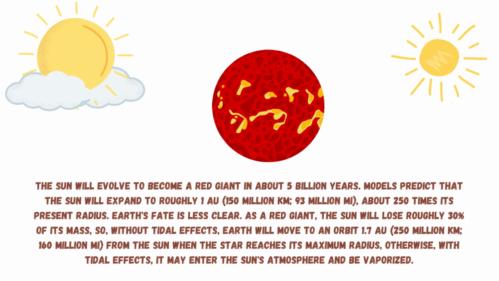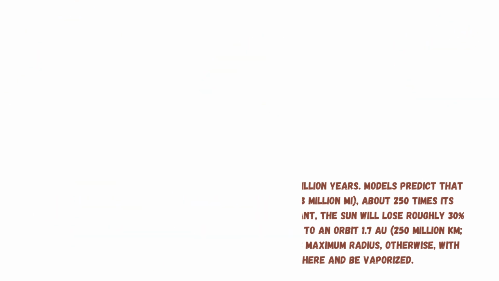The Sun will evolve to become a red giant in about 5 billion years. Models predict that the Sun will expand to roughly 150 million km, 93 million mi, about 250 times its present radius. Earth's fate is less clear. As a red giant, the Sun will lose roughly 30% of its mass, so, without tidal effects, Earth will move to an orbit 1.7 AU, 250 million km, 160 million mi, from the Sun when the star reaches its maximum radius. Otherwise, with tidal effects, it may enter the Sun's atmosphere and be vaporized.